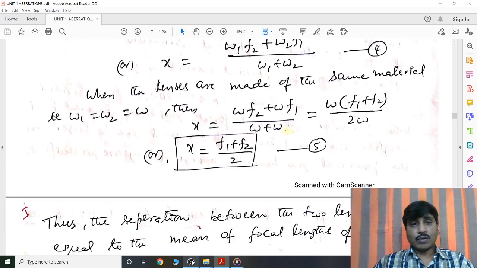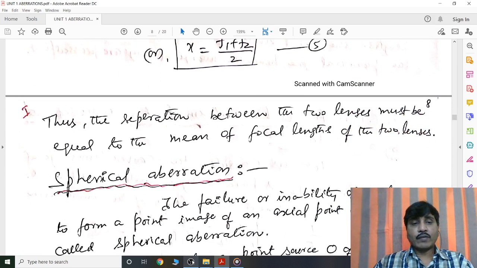That is equation 4. When the two lenses are made of the same material, that is omega 1 is equal to omega 2 is equal to omega, then x is equal to omega f2 plus omega f1 by omega plus omega, that is equal to omega into f1 plus f2 by 2 omega. Therefore x is equal to f1 plus f2 by 2, that is equation 5. This is the required condition. That means the separation between the two lenses must be equal to the mean of the focal lengths of the two lenses. In this way we can eliminate the chromatic aberration by using a lens combination called achromatic doublet.